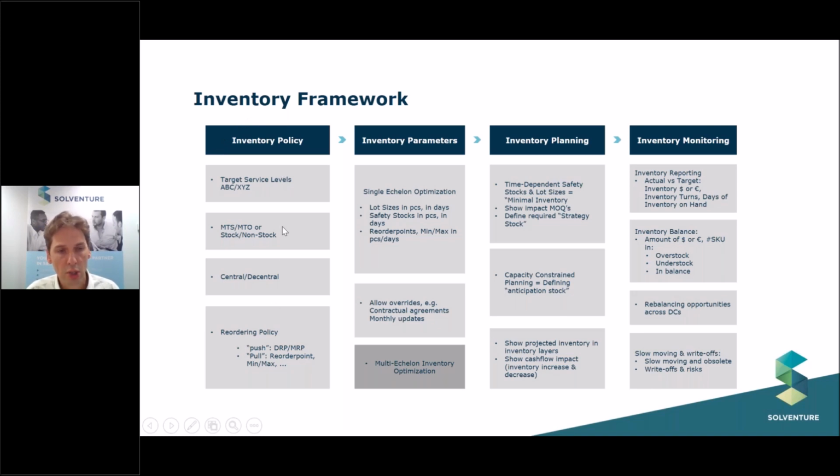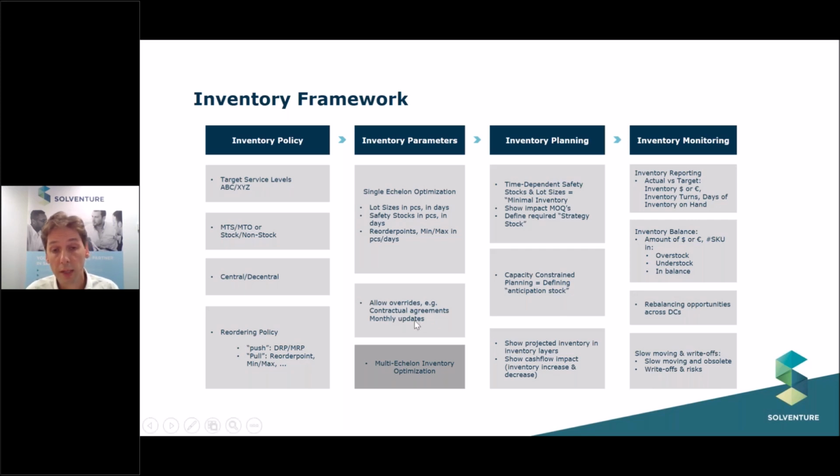Once I have decided which items to stock, which items not to stock, where to stock them, and how to differentiate service levels, we can start calculating inventory parameters. So there, Arqiva has a statistical engine and has multiple options to calculate safety stocks, to calculate lot sizes, and as a result of these two, also reorder points and min-max levels, which you can feed into your planning engine, typically a master planning engine. The tool will make a proposal, but we always allow overrides.